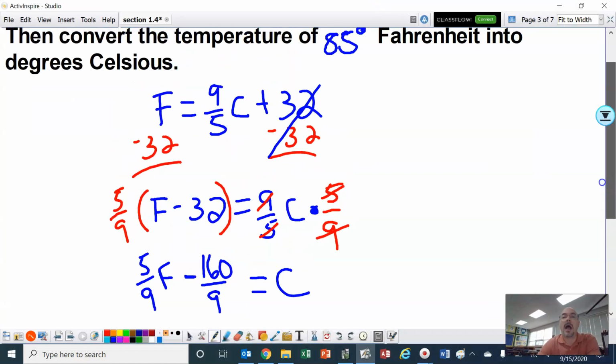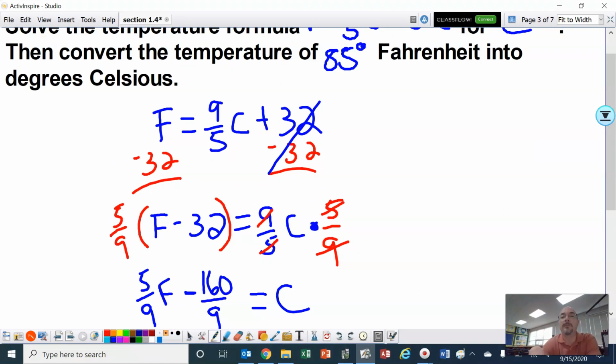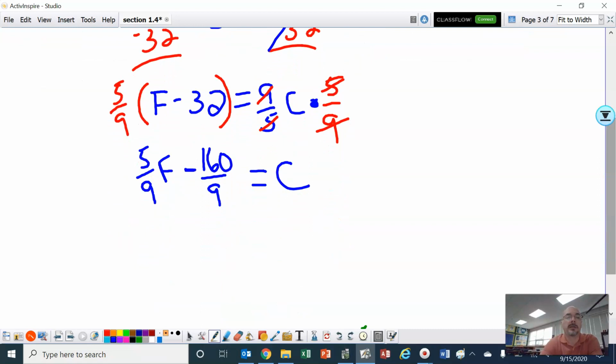Okay, now I need to convert the temperature of 85 degrees Fahrenheit. So now what I'm going to do, ladies and gentlemen, is I'm going to replace the Fahrenheit with the 85.